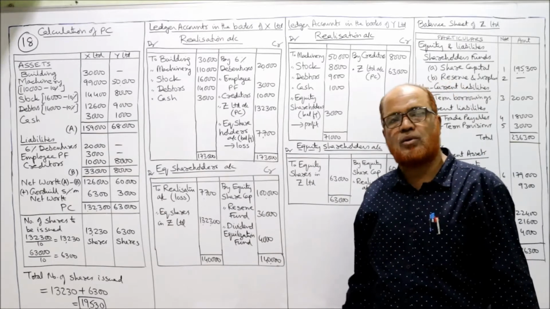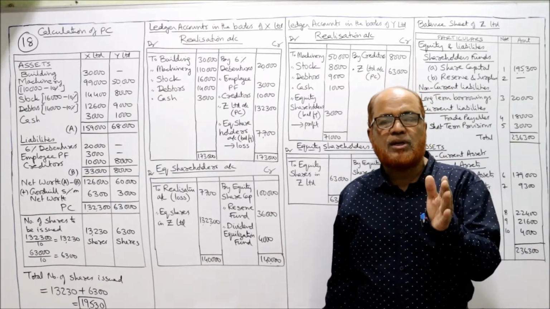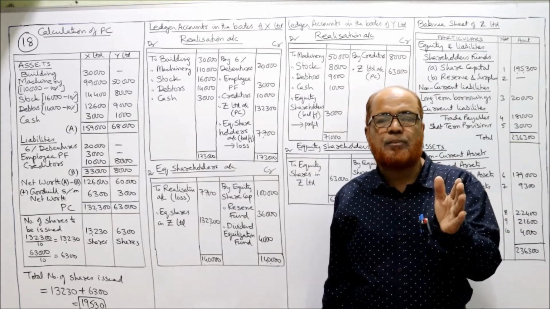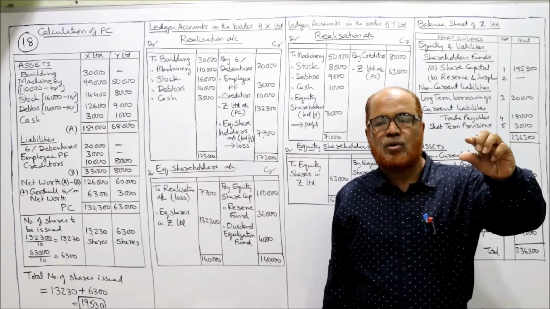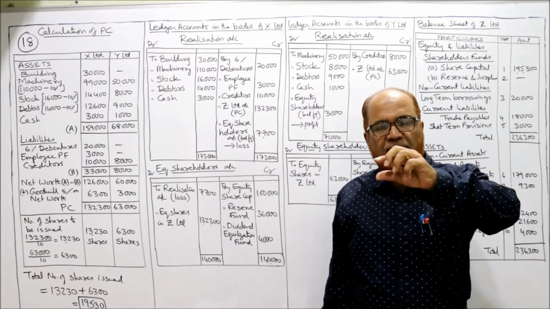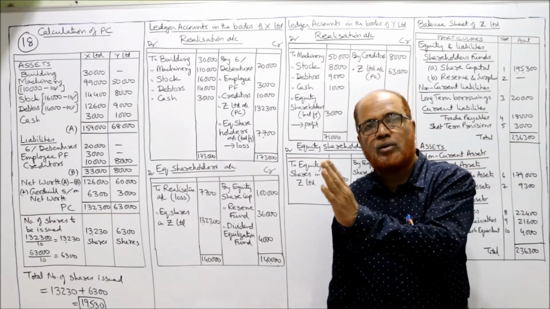Now we'll come to equity shareholders. Transfer the equity share capital and accumulated profits to equity shareholders. The entry will be equity share capital account debit, all accumulated profits account debit to equity shareholders account.